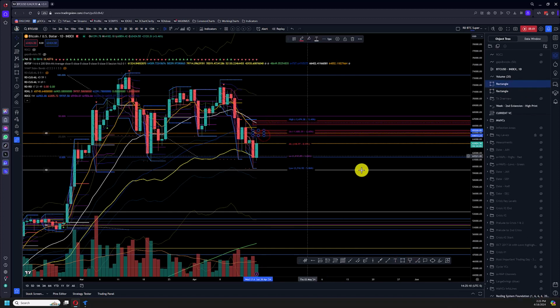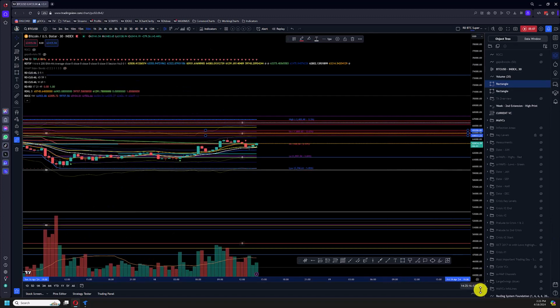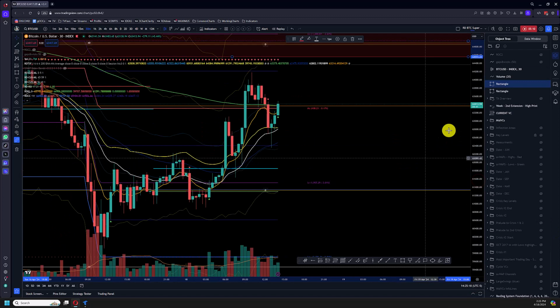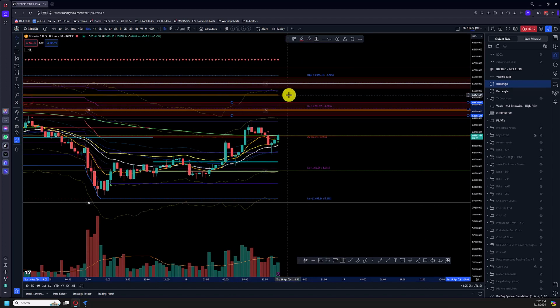The other thing that would be a good play if you were looking to go long is obviously the weekly open as a target. So we have the weekly open right here, right at 65,734. So that's pretty close.